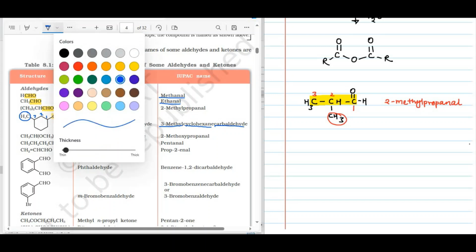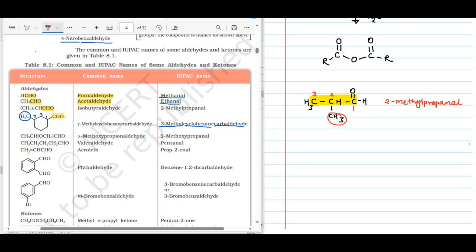Why is it gamma? Now let's assign alpha, beta and gamma notation to the carbons. The carbon to which the aldehyde group is bonded, this first carbon, is the alpha carbon, the second carbon is the beta carbon, and the third carbon is the gamma carbon. So the methyl group is bonded to the gamma position. So that's why the name of this molecule is gamma methyl cyclohexane carbaldehyde. Now come to the next example.